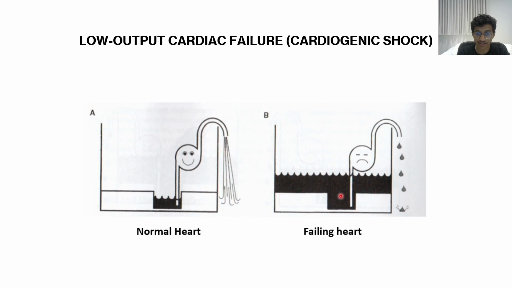In a failing heart, you'll have accumulation of venous blood. There will be greater venous return, but the pump itself cannot pump as much blood. Okay, now this is known as low output cardiac failure, also known as cardiogenic shock, where the heart receives so much blood but it can't pump enough.